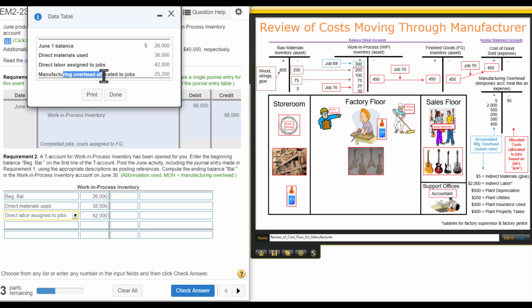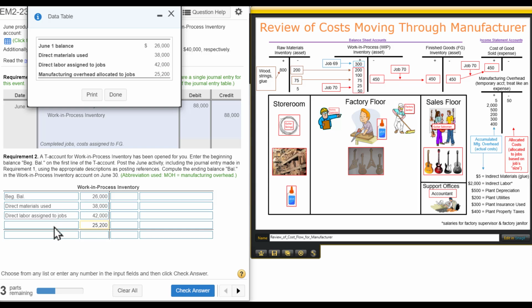And then we've got manufacturing overhead allocated to jobs. So hopefully, as you remember, we took $50 of manufacturing overhead out of the manufacturing overhead account and we applied it to this job 70. So now we're doing the same thing, but this time it's just a larger amount. So 25,200.